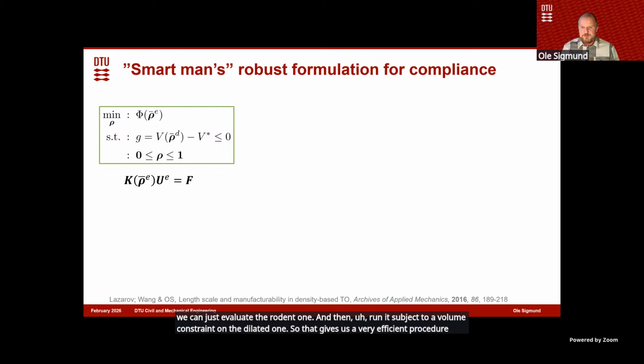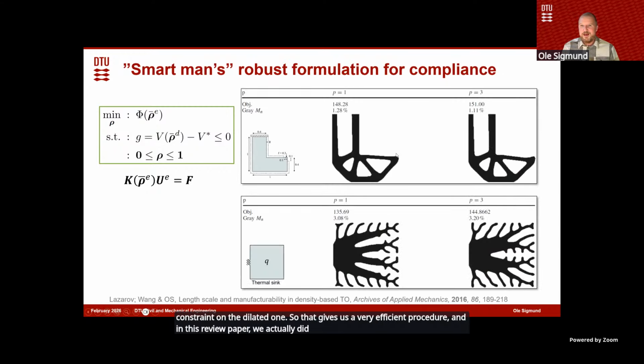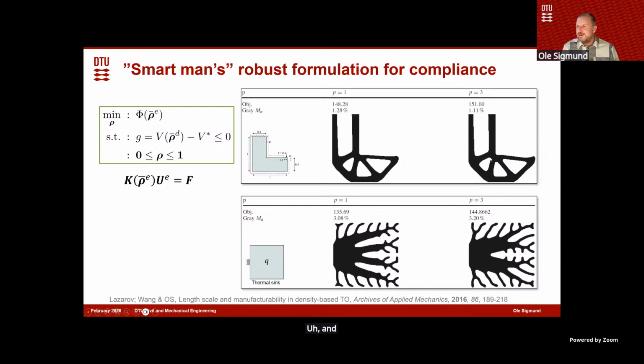And in this review paper, we actually did that partly for the L bracket example and partly for the thermal problem. And we see, again, we get very nice black and white solutions. An interesting point here is that when we use, in general, the robust approach, but also just the smart man's approach, we can actually run the problems without penalizing intermediate densities. So these were run with the same procedure with p equal to 1. And so that's a little bit mind-boggling.